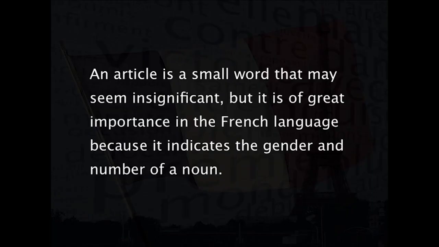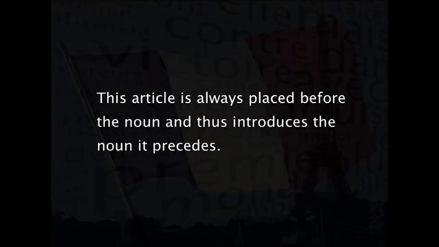Before we look at what definite and indefinite articles are, let me first explain the concept of article. What is an article? An article is a small word that may seem insignificant, but it is of great importance in the French language because it indicates the gender and number of a noun. In French, almost every noun is attached to an article. This article is always placed before the noun and thus introduces the noun it precedes.